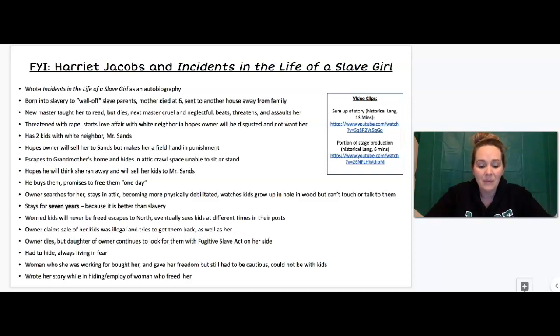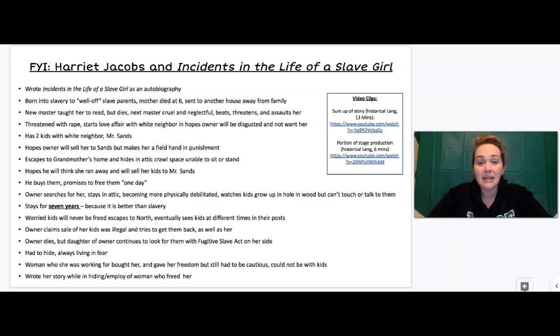Sands. As this relationship continues, she and Mr. Sands become close, but she's definitely still a slave. They're not equals or anything by any means. She's hoping that she will get sold to Mr. Sands, but instead her owner sells her or puts her into the field as punishment because she was a house slave. House slaves had easier days on the whole than a plantation field slave.